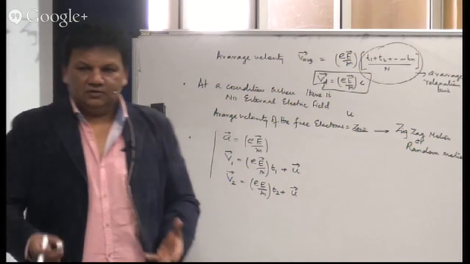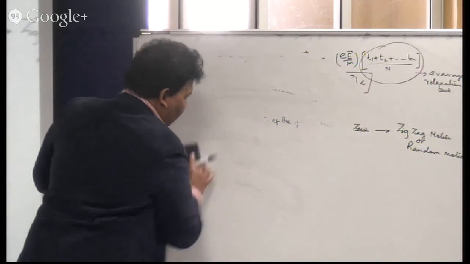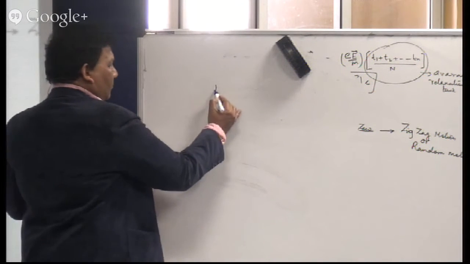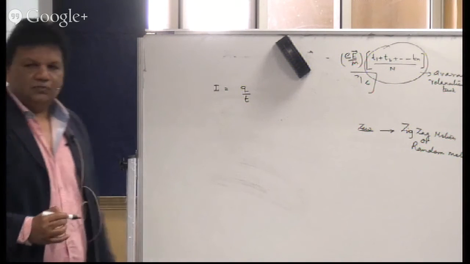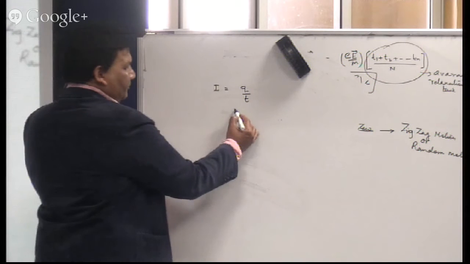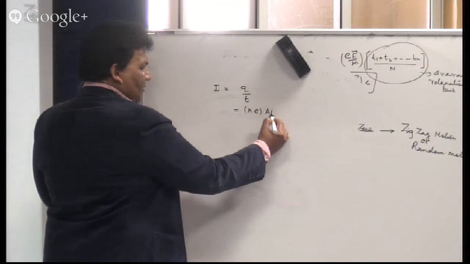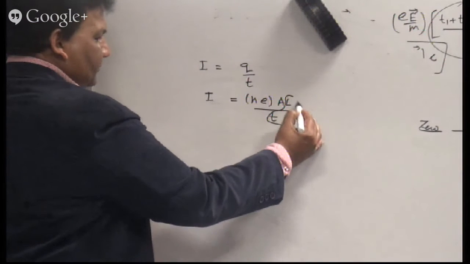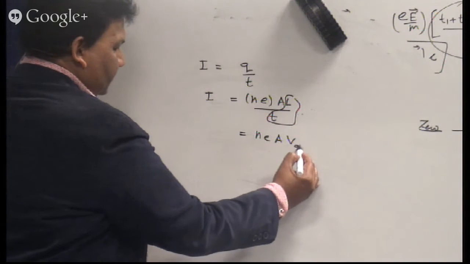Now suppose I say current, what would be your first step? By the way, how do you define current? I is Q by T. Can I say that? If small n is the number of electrons per unit volume, how can I write this? N E A L by t, and on an average, what can I write this as? Drift velocity. So this is n e A vd. Yes or no?